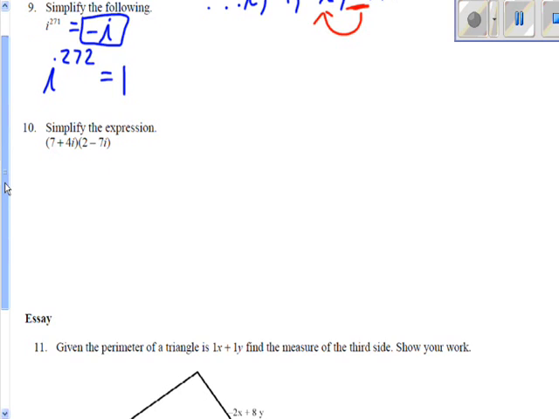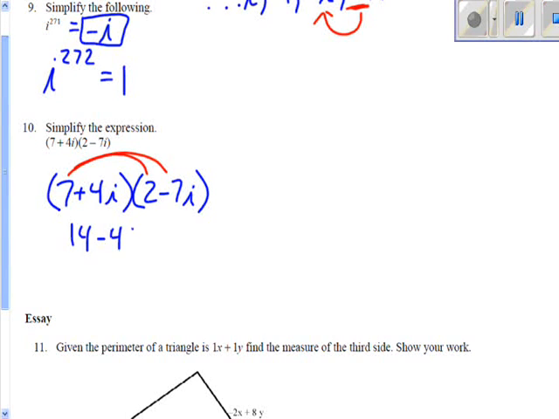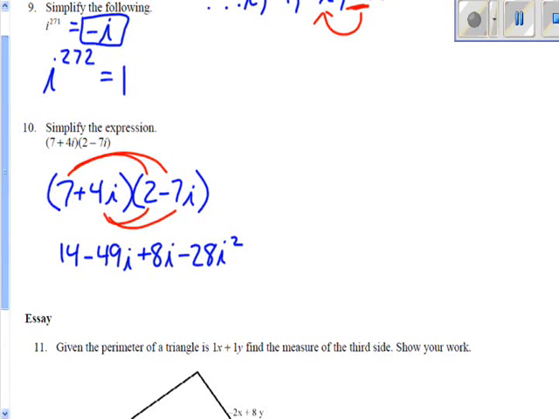If I look at the next one, it says to simplify the expression. This is just FOIL, or our distributive property rather. So I'm going to rewrite it down here. I distribute the 7. That's going to give me 14 minus 49i. Now I've got to distribute the 4i, which is going to give me a plus 8i minus 28i squared. And of course, I'm not done yet.